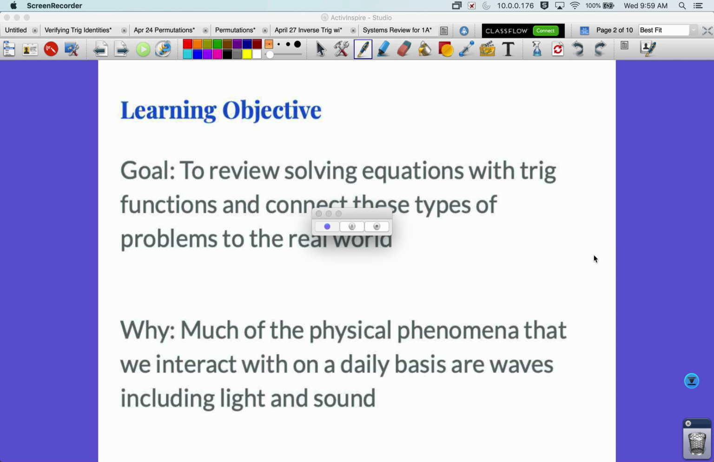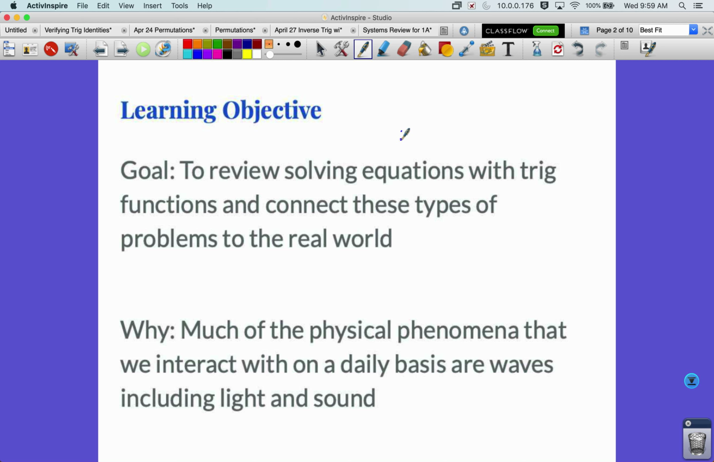Just going to do a few more trig problems today and then talk about how these problems connect to the real world. So the goal is to review solving equations with trig functions, and connect these types of problems to the real world.